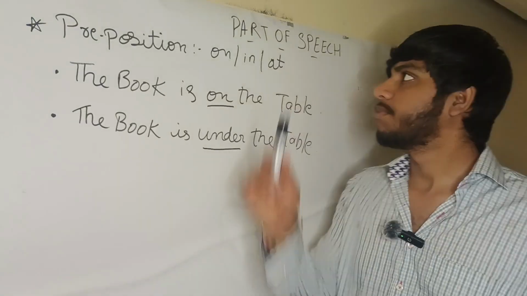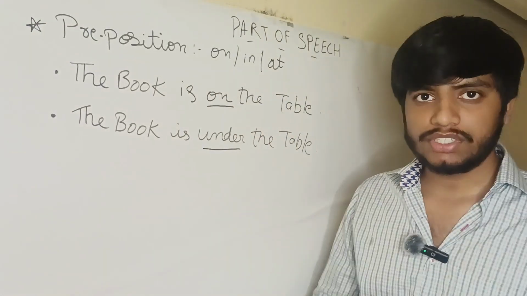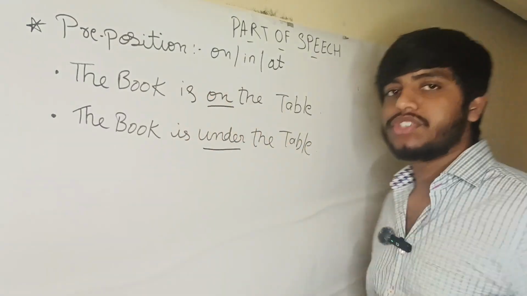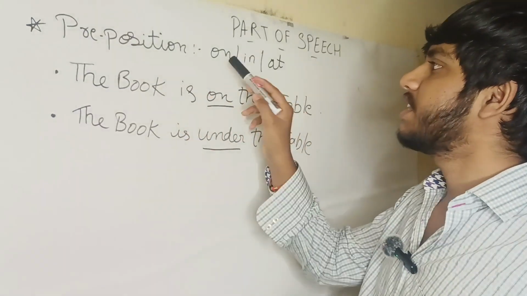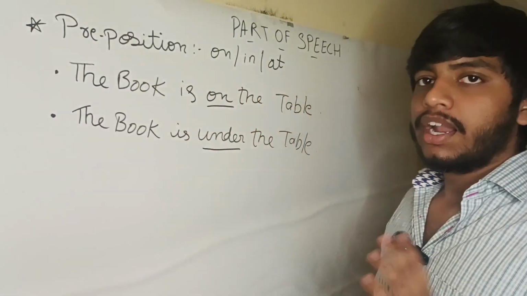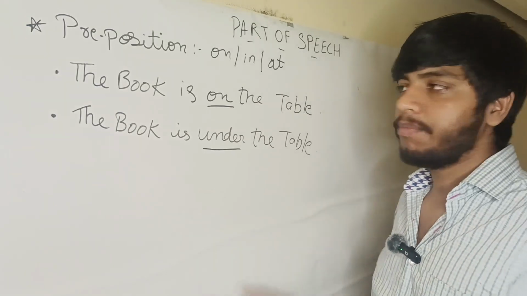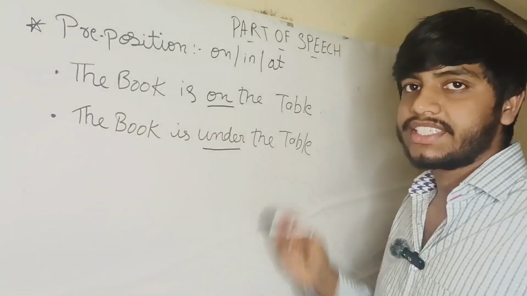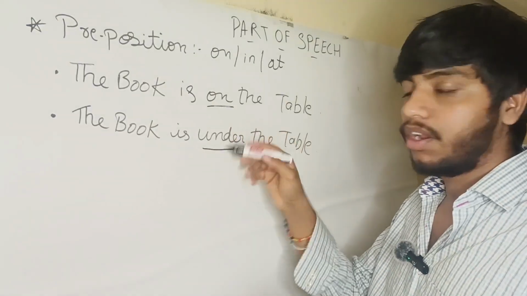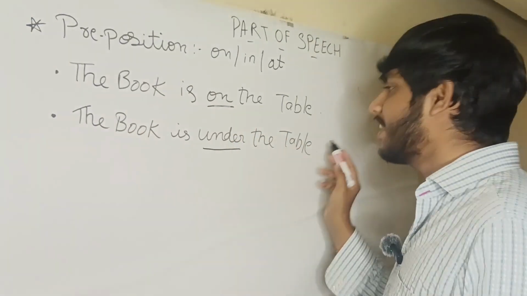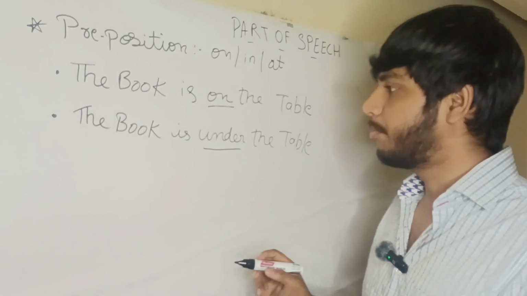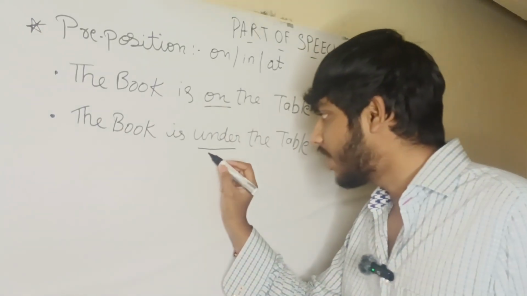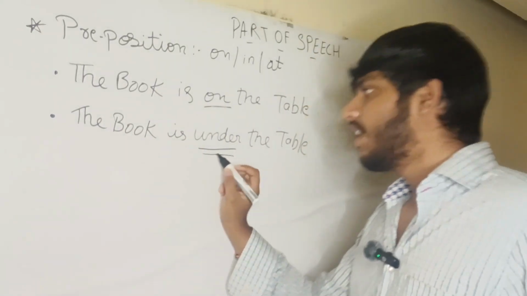The next part of speech is preposition. Preposition is nothing but a word which shows the position in a sentence, such as on, in, at. Let us understand with an example. The book is on the table. Which word shows the location? On the table, on. The book is under the table, which shows the position of the book. Under.